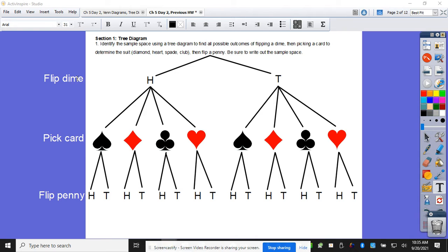And how many total would be in the entire sample space? 16. Why? Because 2 times 4 times 2, you're just multiplying how many options there are at each level to figure out how many total would be in the sample space. So I need you to be okay with how to do that. I didn't want you to have to write out all that for homework, though.